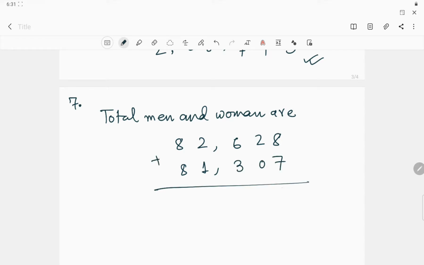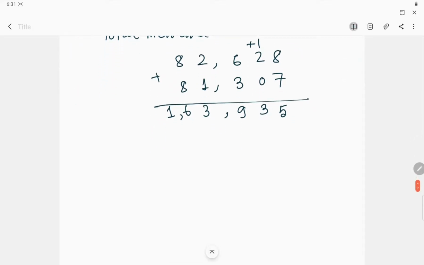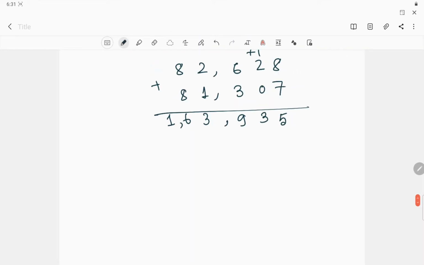So 8 plus 7 is 15 and carry 1, so 2 plus 1 is 3, 6 plus 3 is 9, 2 plus 1 is 3, and 8 plus 8 is 16. That means 1,63,935 people, men and women, right? You have to find out the children from the total people, the population. So find out the number of children.